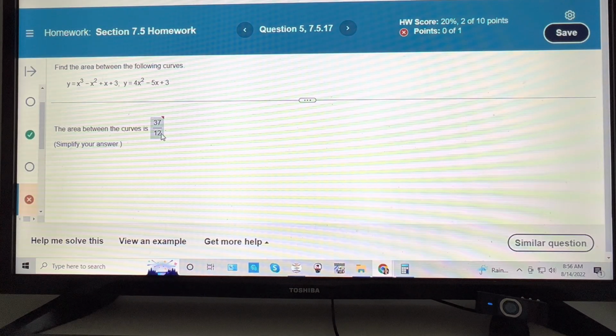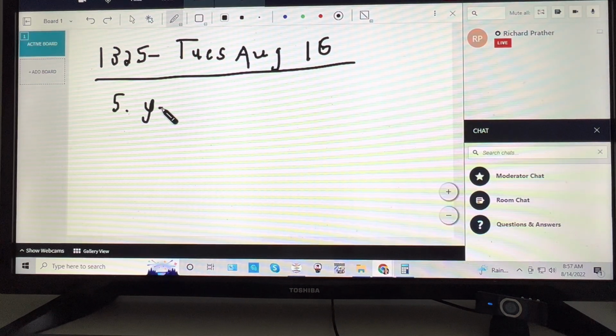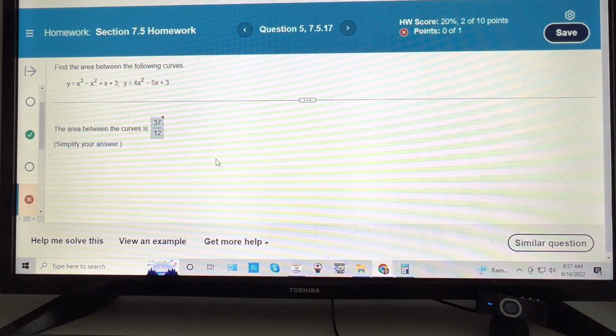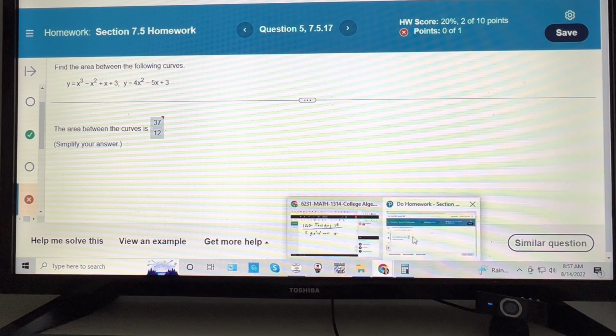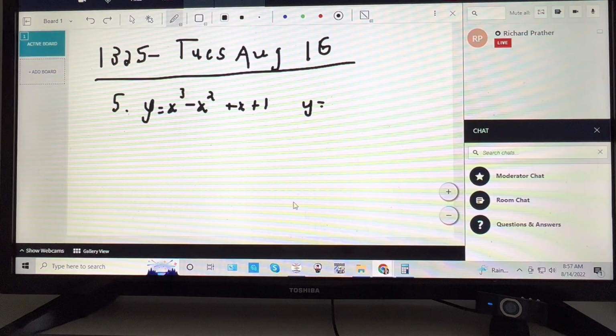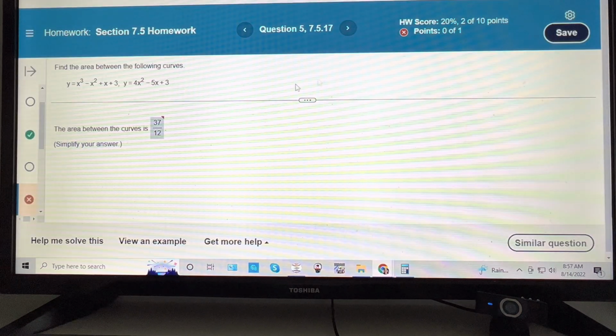So we know the answer is supposed to be 37 over 12. We have the area between these two curves, the cubic function and the quadratic function. The cubic function is x cubed minus x squared plus x plus 3. And the quadratic is 4x squared minus 5x plus 3.